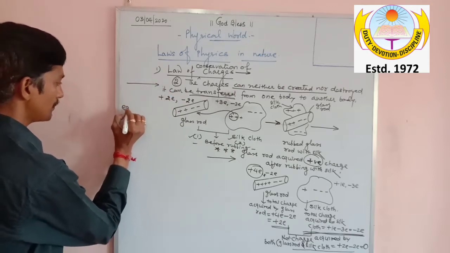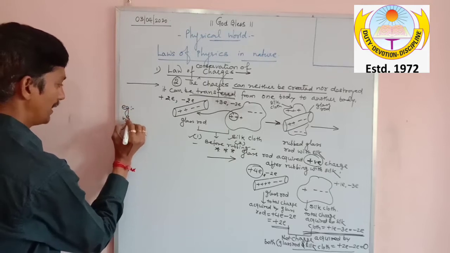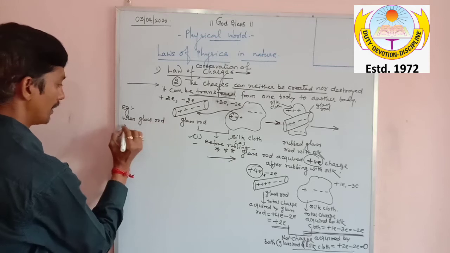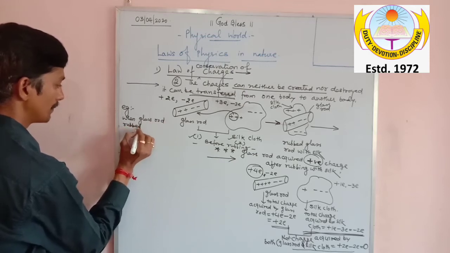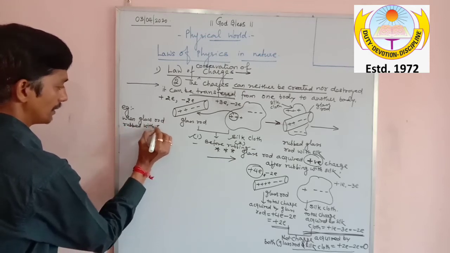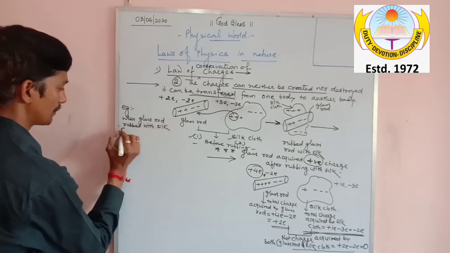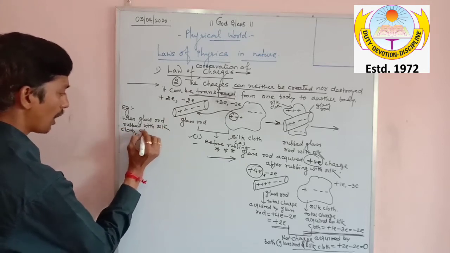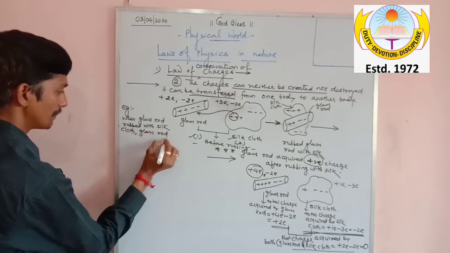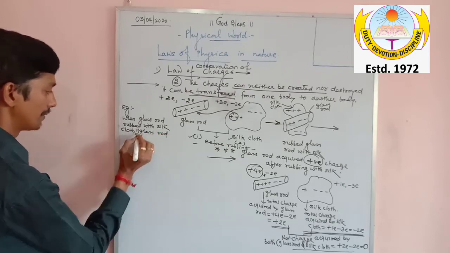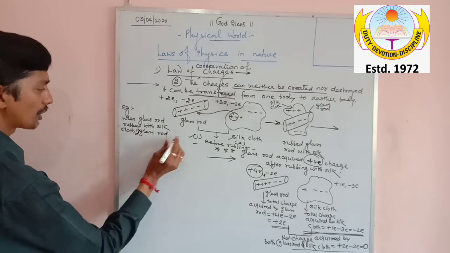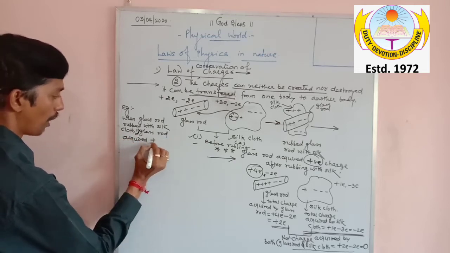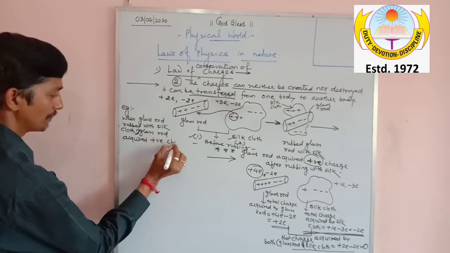For example, when glass rod is rubbed with silk cloth, glass rod, number one point, glass rod acquired positive charge.